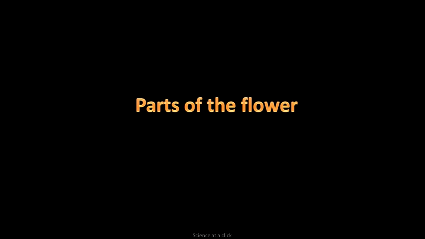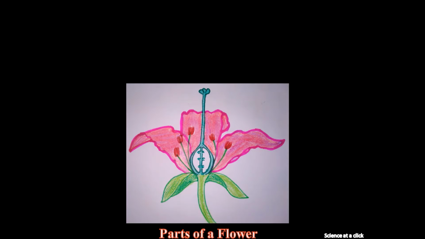Parts of the flower. Flower has two main parts. One is the carpel and the second is the stamen. The carpel is the female gametophyte and the stamen is the male gametophyte.